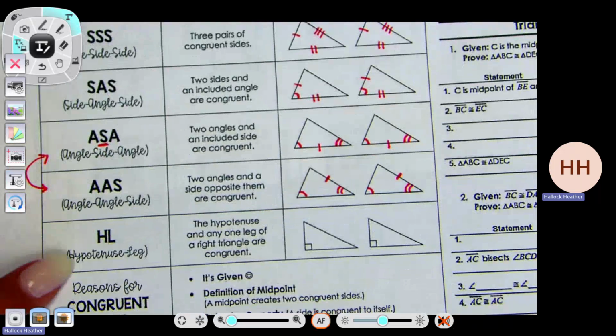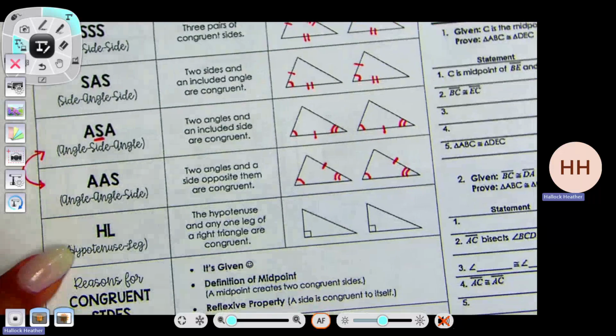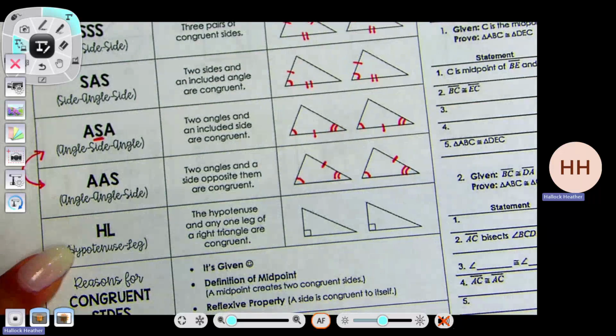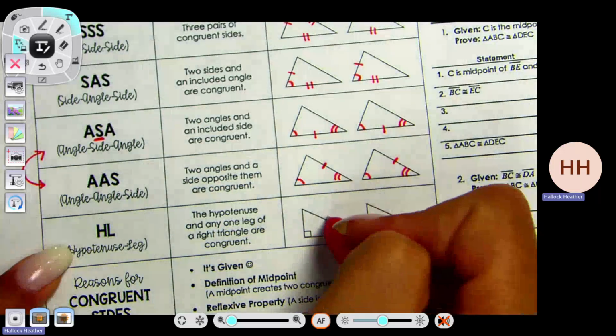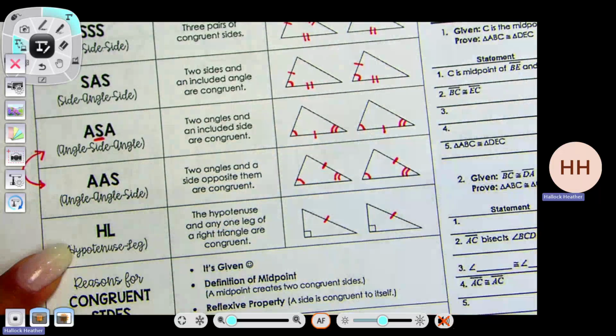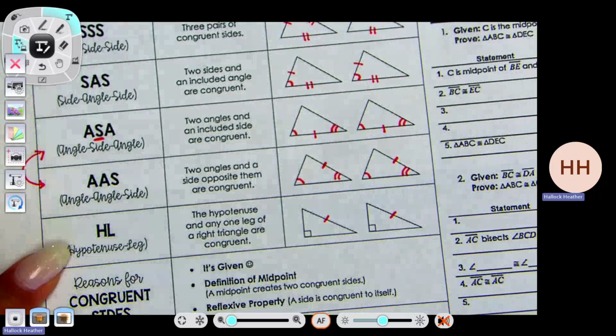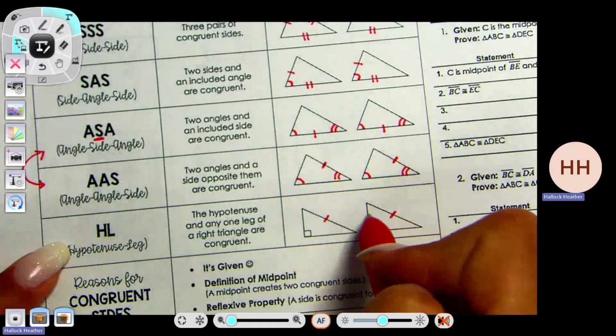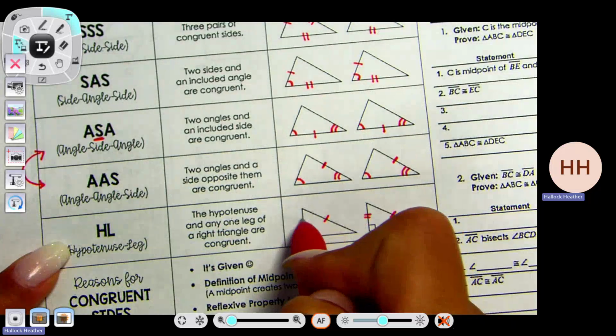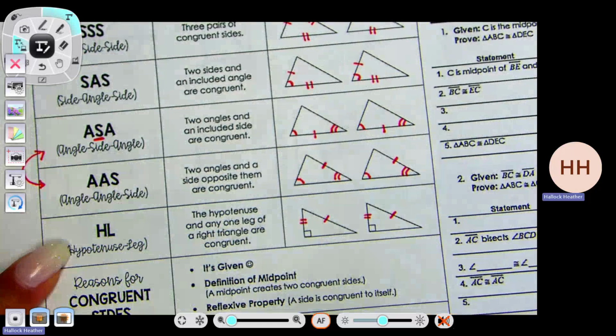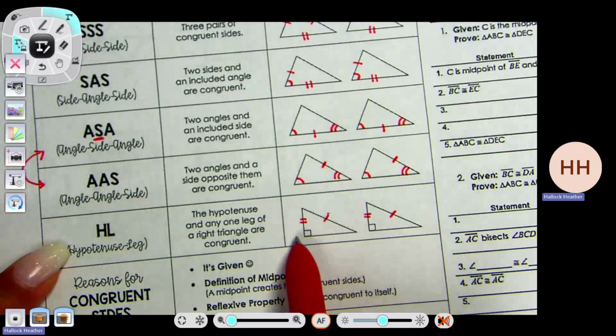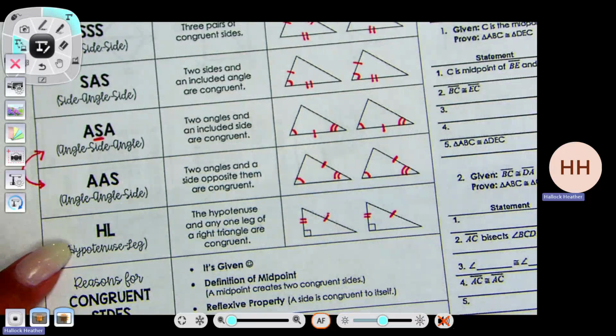Hypotenuse leg is this oddball weirdo. This is only for right triangles. So you need the 90-degree angle. And it's literally in the name. Hypotenuse, which is the longest side, those have to be congruent. And then you need to know a leg, whether that be the height of the triangle or the base of the triangle. You need to know one of those is congruent to each other. So usually it's like this side, so I'm going to put this side. This would really make ASS, but you can't use ASS. That's why it's hypotenuse leg, only for right triangles.